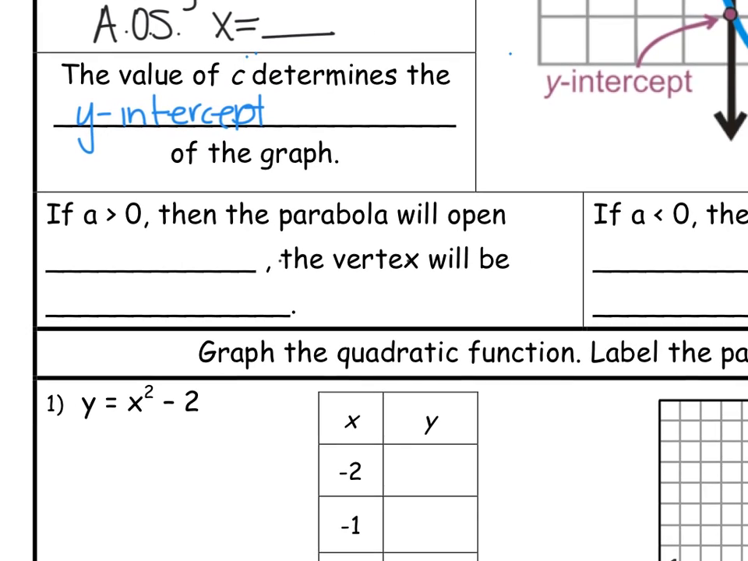One more thing. If we have a quadratic equation where the coefficient a is bigger than 0, we're going to get a parabola that will open upward, and the vertex will be a minimum.